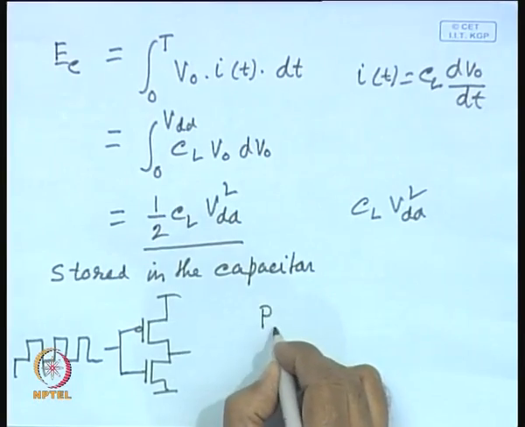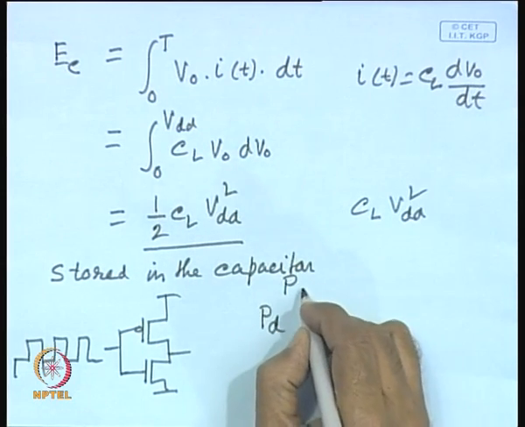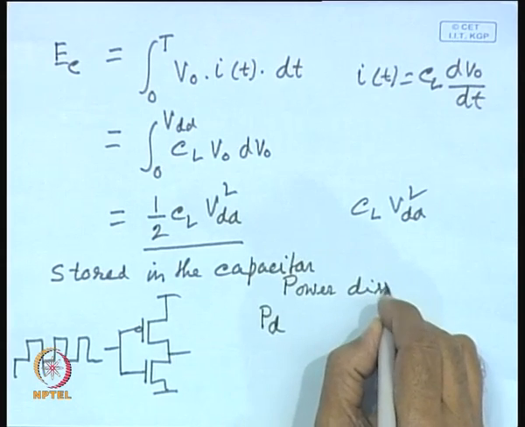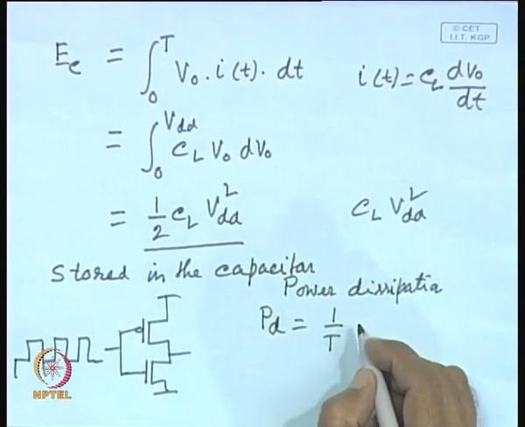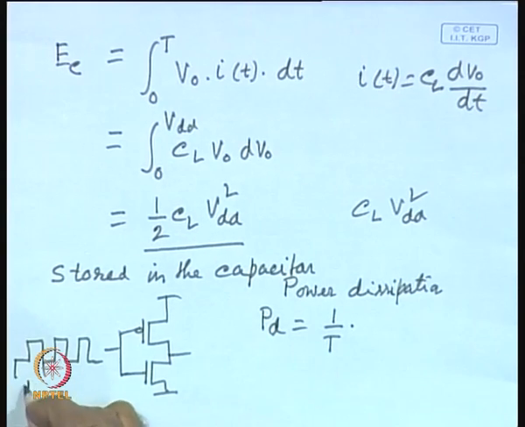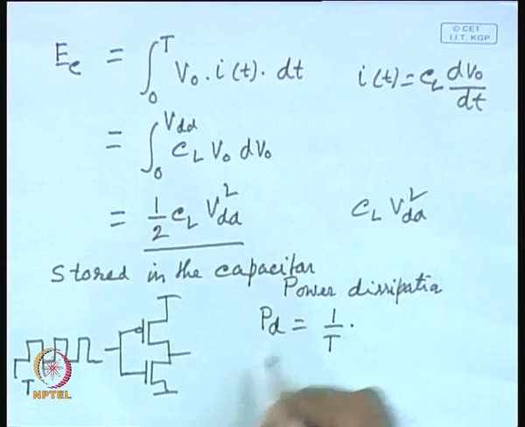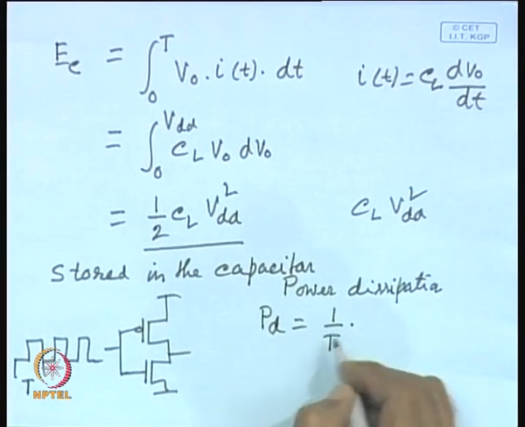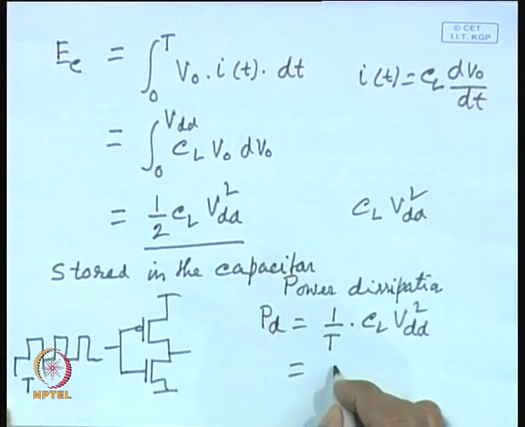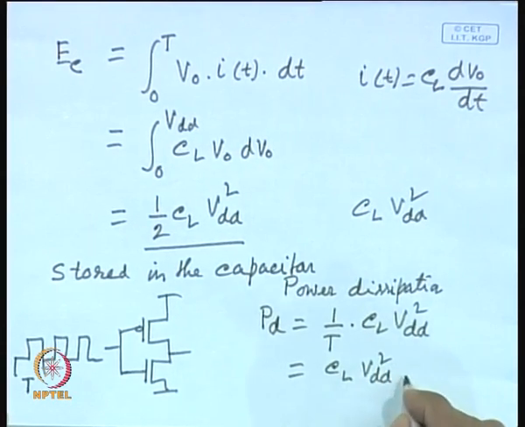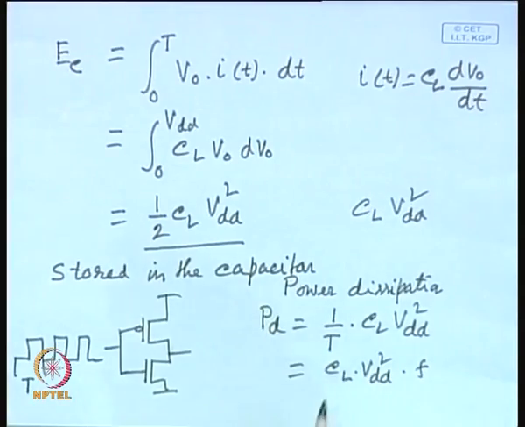The power dissipation PD will be equal to 1 by T, because T is the period, times the energy CL VDD square over the period T. So, the power dissipation will be 1 by T into CL VDD square, or CL VDD square into F. In other words, the power dissipation is proportional to the clock frequency. So, CL VDD square F is the power dissipation that will take place.